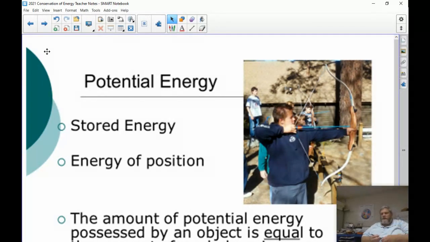Potential energy is like stored energy. Example shown here, a guy pulling back a bow. When you pull that bow back, energy is stored, and when he releases it, it does work on the arrow, pushing it forward. You can do the same thing if I lift something up to a certain height. Then when I drop it, it's going to fall back down and be able to do work on stuff. It's basically the energy of position.